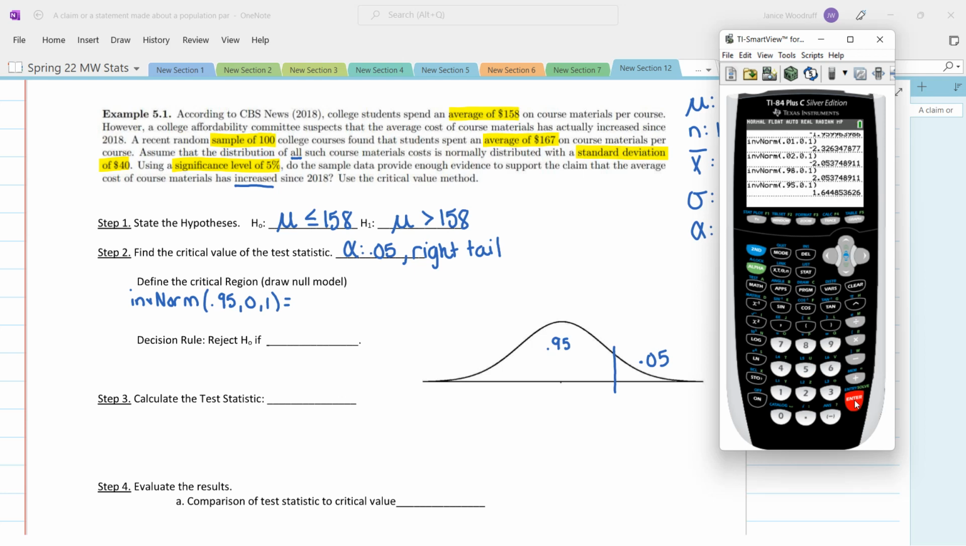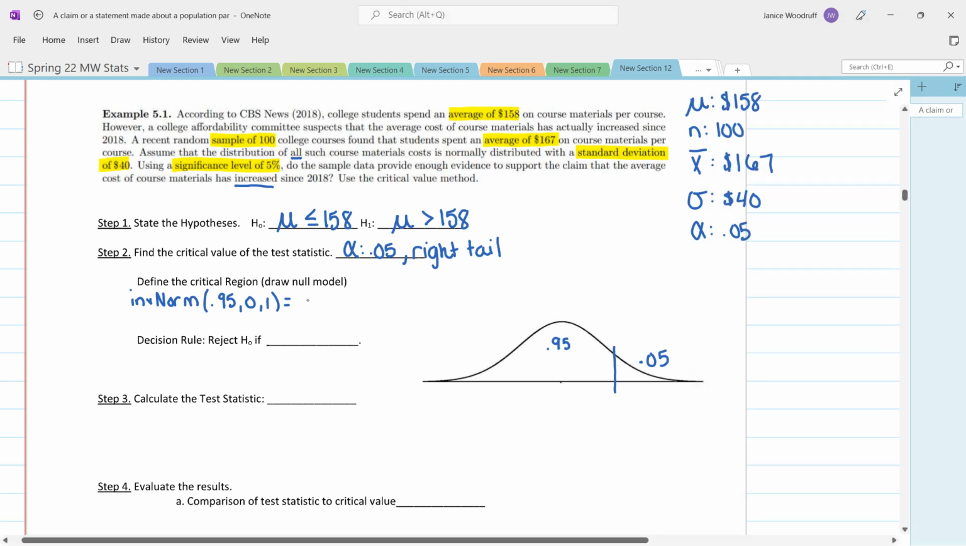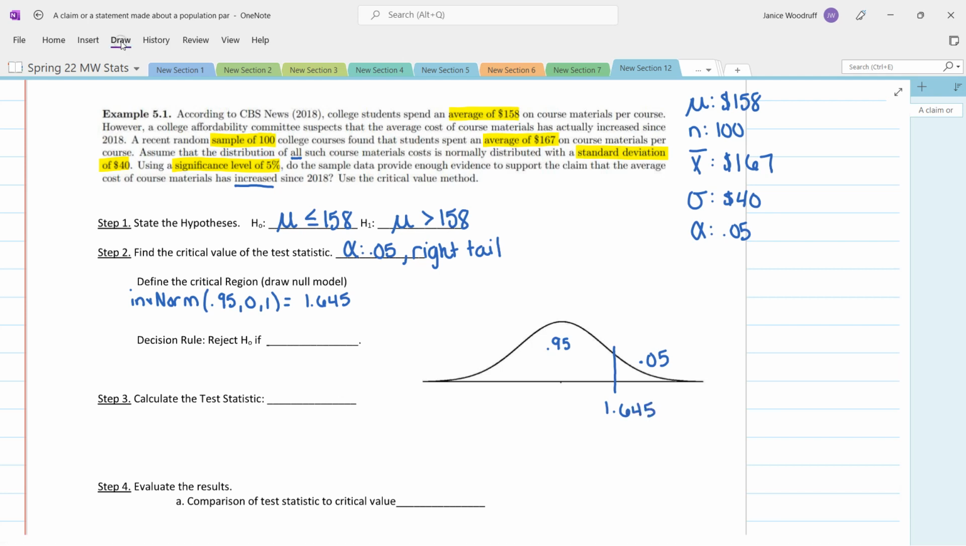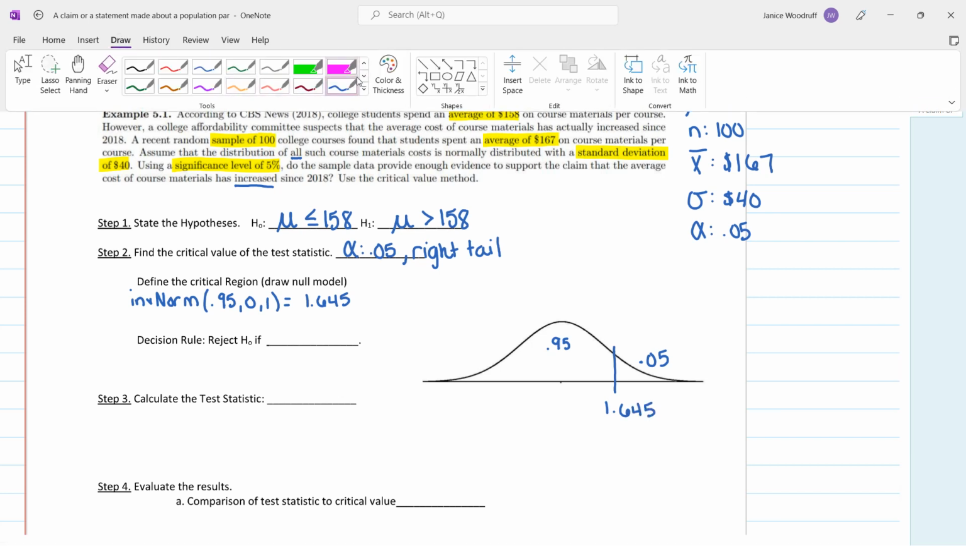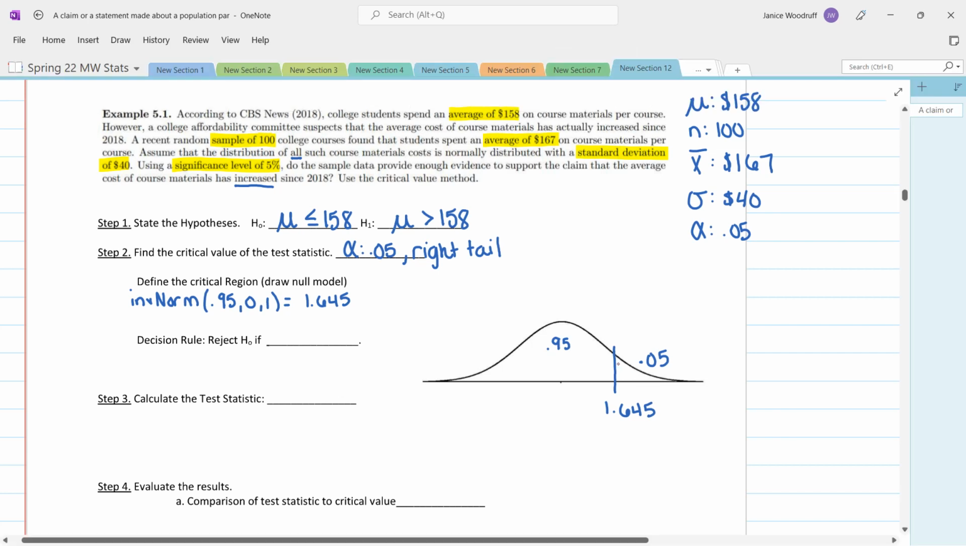Okay, so that gives you positive 1.645. So here's my 1.645. My rejection region is in the right tail. So this is my rejection region. This is my OK region.